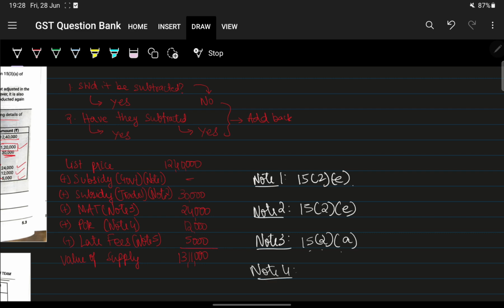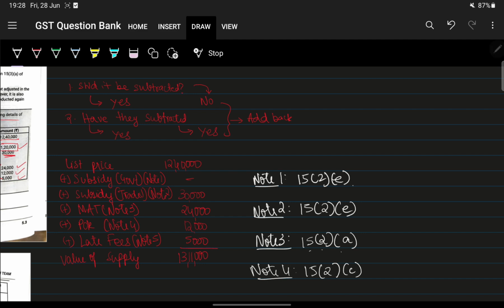Next, note number 4 is packing expenses. Packing expenses is incidental expenses. So section 15, subsection 2, clause C. What do you see? I see incidental expenses. As per section 15, subsection 2, clause C, any incidental expenses such as packing, commission, weighment that have been incurred by the supplier before or at the time of supply, and are directly linked to the supply made to the recipient, such amount is to be added to the value of supply.